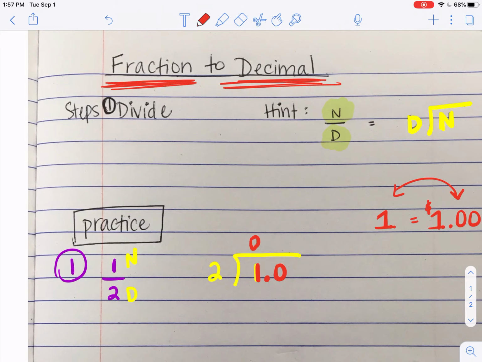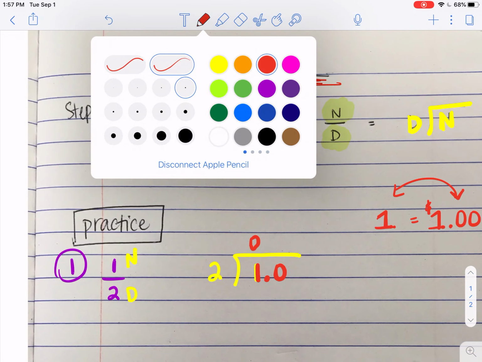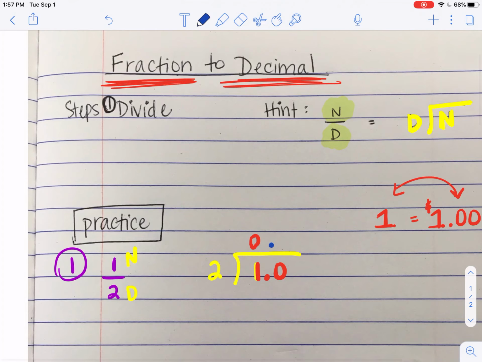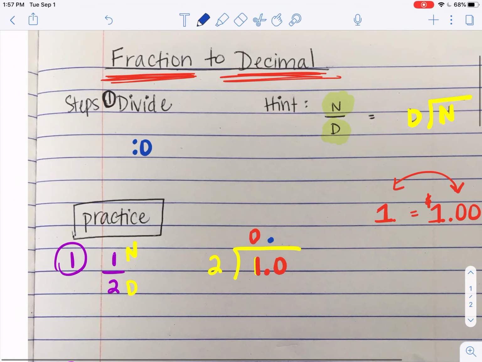And then every single time you add a decimal to a problem, you also have to put that decimal up top. So you're going to make one of those faces that go like that, but the one eyeball is really far up there. All right, so now you're asking yourself, how many times does 2 go into 10? And the answer is 5 times. 5 times 2 is 10. Do your subtraction, and there you go.